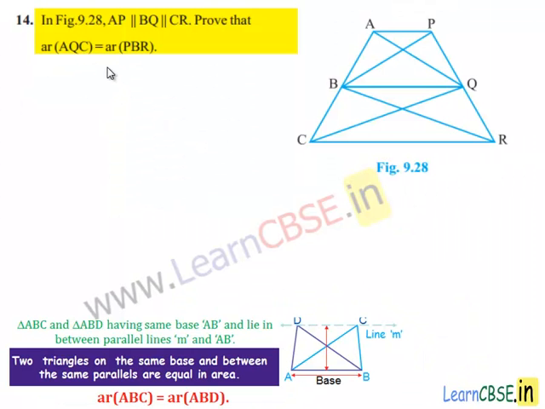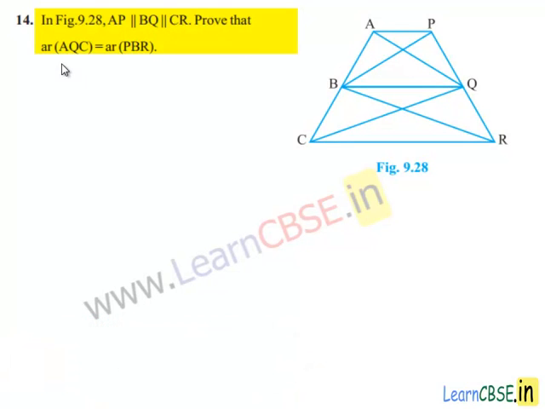Now moving on to the 14th question. In figure 9.28, AB parallel to PQ, BQ parallel to CR. Prove that area of AQC is equal to area of PBR. Now moving to the solution.